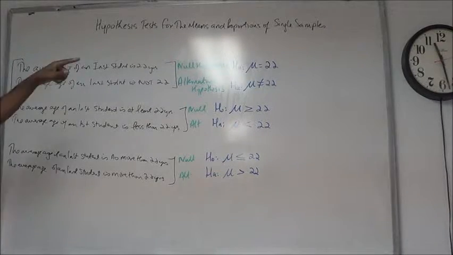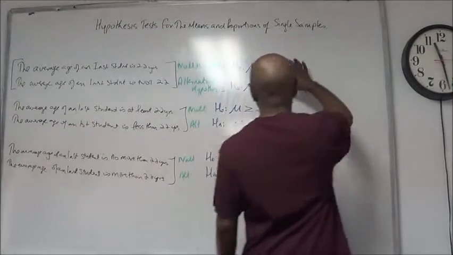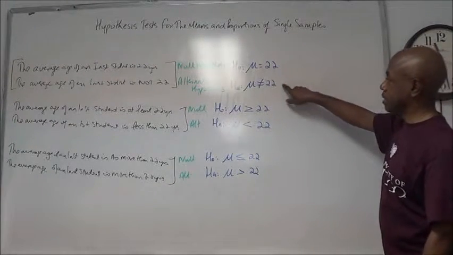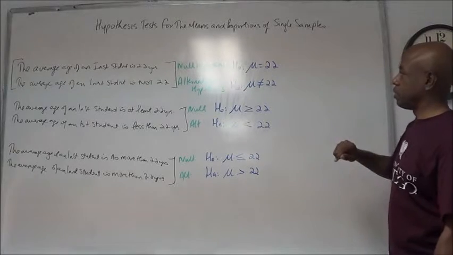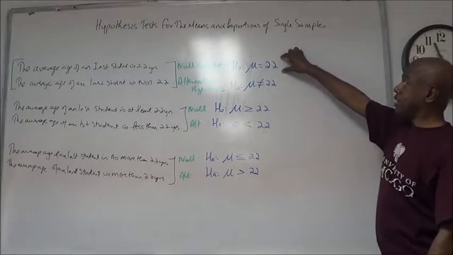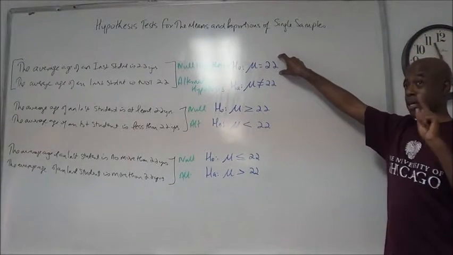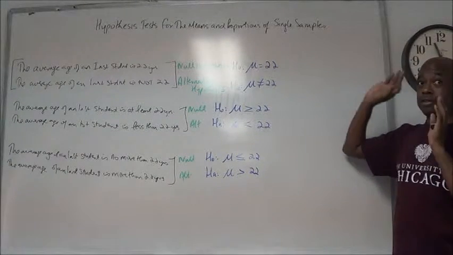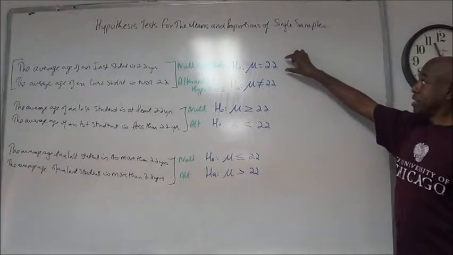Okay? So let's look at the first one. What does this mean? That the average age of an institute student is 22 versus the average age of an institute student is not 22. Now this statement is what he said. I know I'm spending a lot of time on this because this is going to be the most difficult part of it, you having to figure these things out. This is what he said.